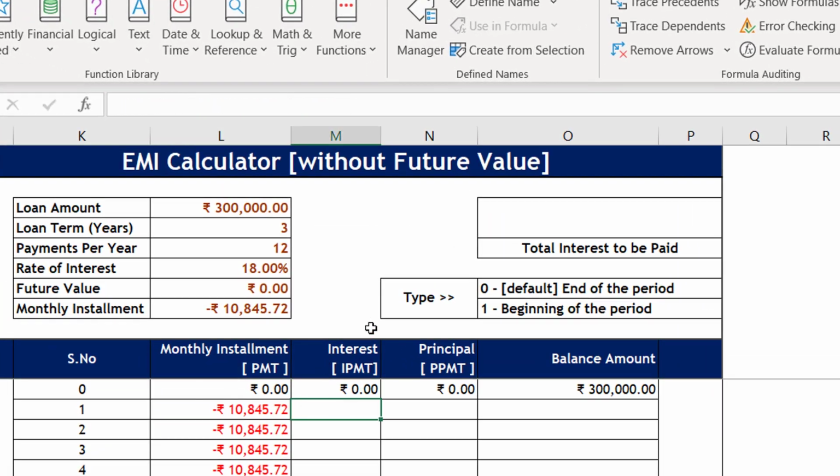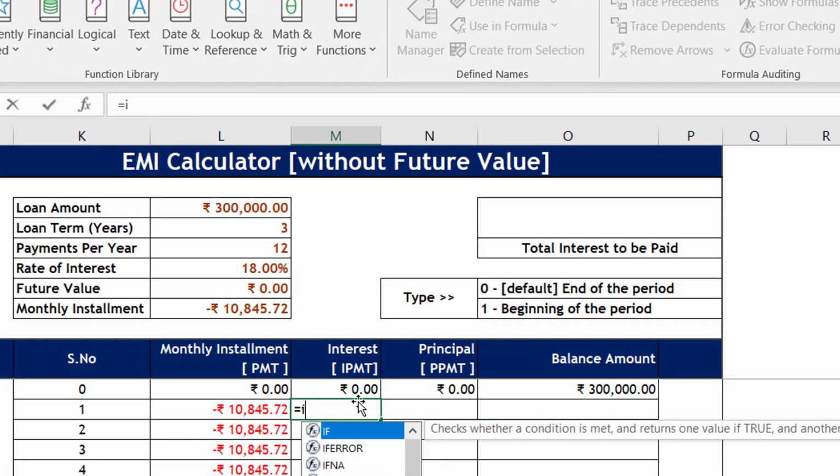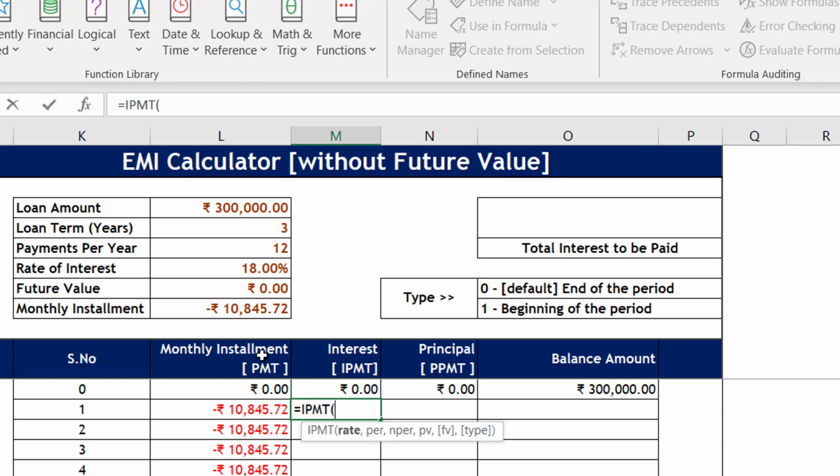So to find that interest, all I have to do is equal to IPMT, rate is this much, 18%, fix this cell divided by total number of payments in a year, so that I can convert that into the monthly interest rate, comma, period, and I'm going to find this interest paid for this particular period 1. And I'm not going to fix this cell because I need to drag this all the way up to the 36th installment, and I want this to change to K12 to K13 and K14.